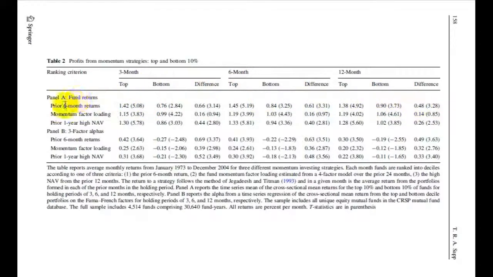And by holding this portfolio for 12 months, we get 0.48% per month excess return of the top decile over the bottom decile. And it looks like using the nearness to the 52-week high does give us some pretty significant excess returns of the top minus the bottom, but not quite as high as the prior 6-month return.